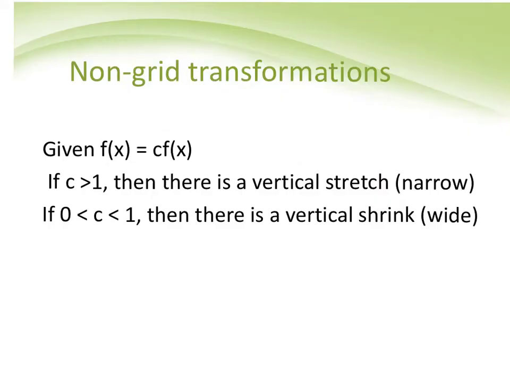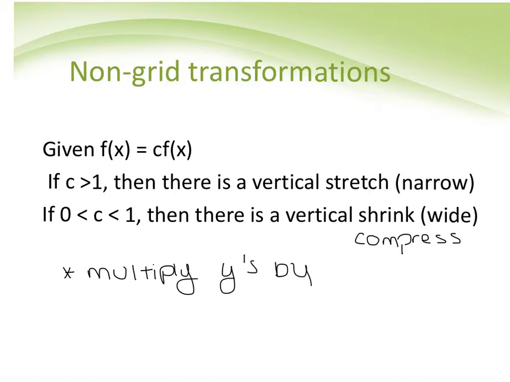Alright, so now let's talk about our non-grid transformations. This is our vertical stretch, our vertical shrink. I like to think of the shrink as a compression, like you're compressing all your y's together. You're squishing them down. So compression, compress. And what you're going to do is multiply the y's by C.